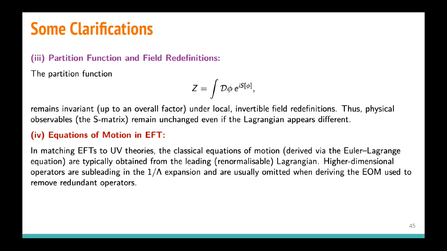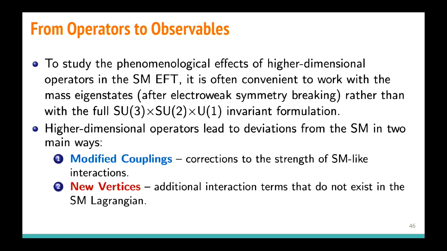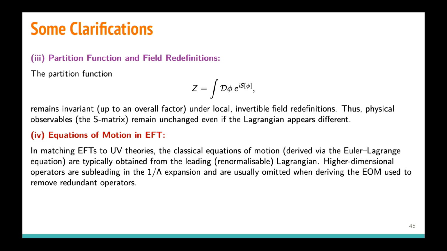So these are some of the clarifications that I wanted to make. Now that analysis will be valid only up to that power of 1 over lambda. There can be higher order equations of motion. The equations of motion will only involve the dimension 4 Lagrangian, and only the standard model fields. So if I am dealing with SMEFT, I will derive the equations of motion from the standard model.